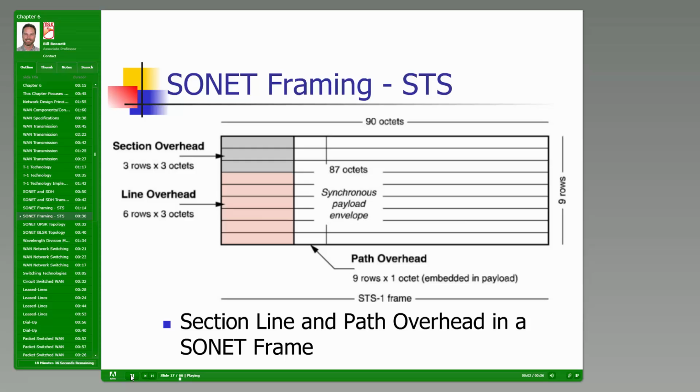This graphic just shows you that in the STS framing, the overhead section is actually broken down into 2 subsections. The section overhead, which is made up of 3 rows, and the line overhead, which is made up of 6 rows. And then also there's a section to the right that's referred to as the path overhead, which is all 9 rows and 8 bits wide, 1 octet wide, and that's actually embedded in the payload portion of the frame.